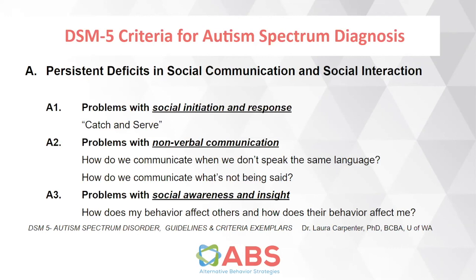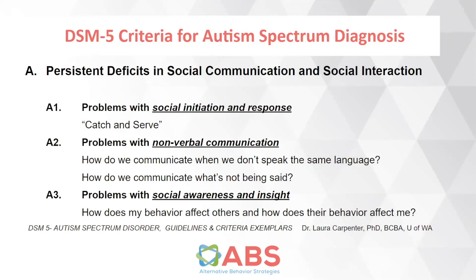The other point that I wanted to make with nonverbal communication is that the criteria here is not just that you can engage in nonverbal communication or that you have some of those strategies, but that you're doing that fluidly and in an integrated way. So you're pointing and looking at the same time, or you're nodding your head and saying, yes, I really like that. It's being able to take multiple communication strategies and integrate them. And then A3 is this problems with social awareness and insight.